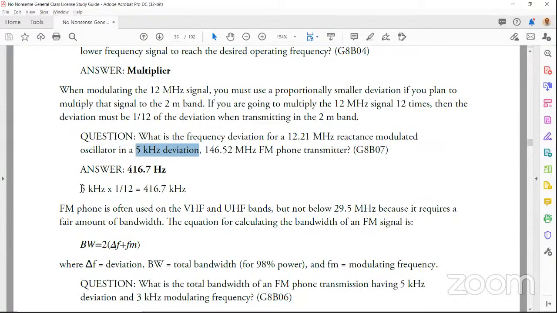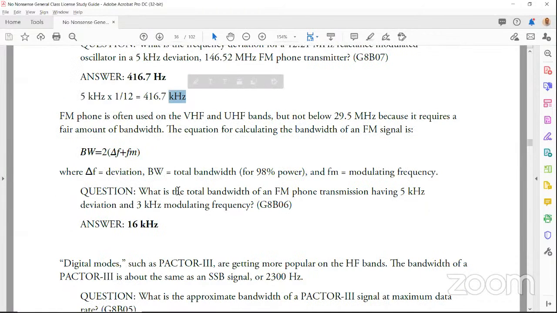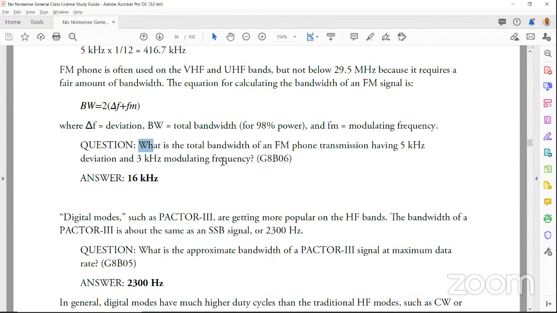So that's the answer. We take the 5 kilohertz deviation that they give us and divide it by 12, which was the multiplier that we worked out when we divided 146.52 by 12.21. And that becomes 417 hertz. There's a little typo here. They say kilohertz, but it's actually hertz. So just a little typo in the book if you're following. All right, next question in the question pool.